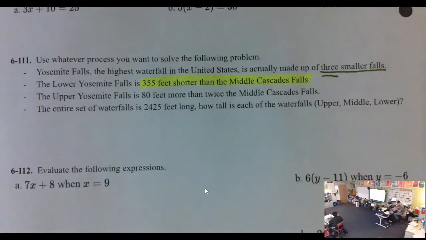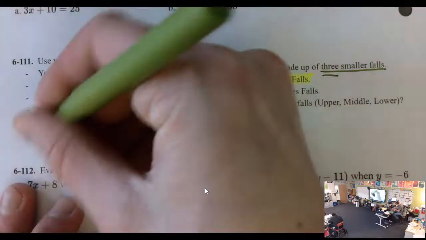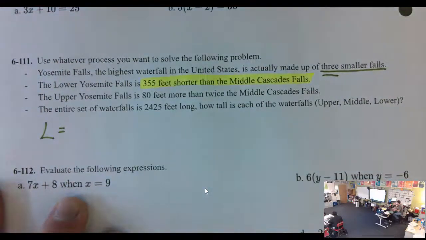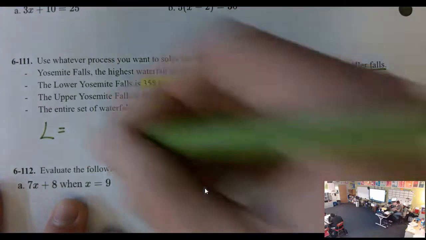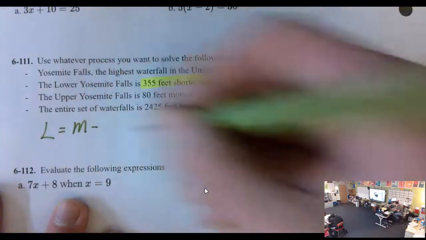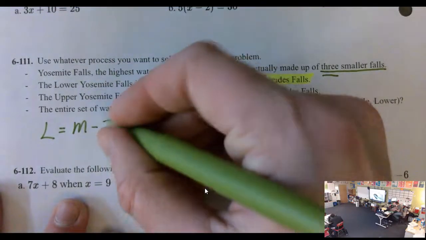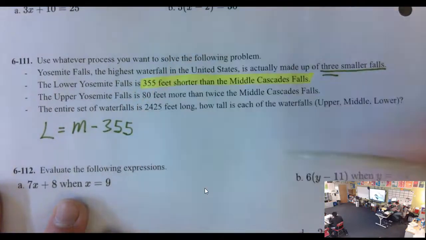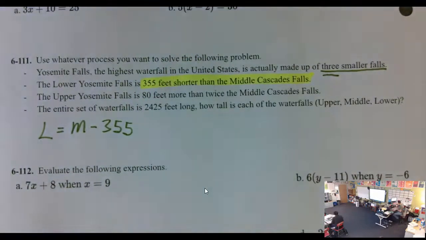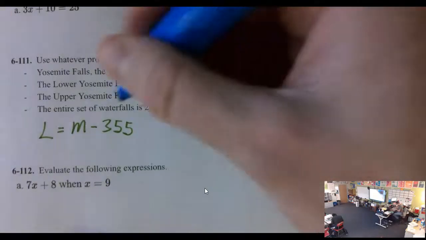Lucas? You could do, I use variable L, okay, lower is M minus 3... That's the medium minus 355. The upper, this is exactly what we did in our lesson yesterday, right?